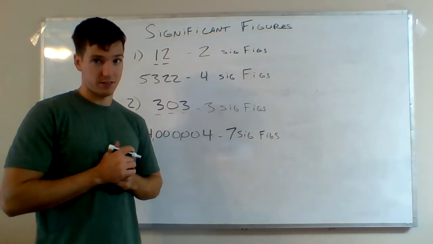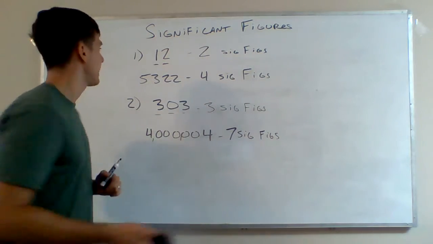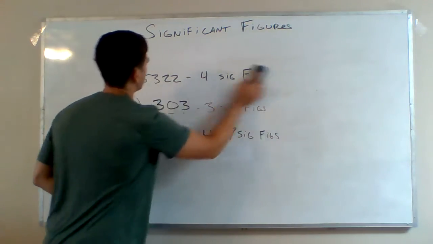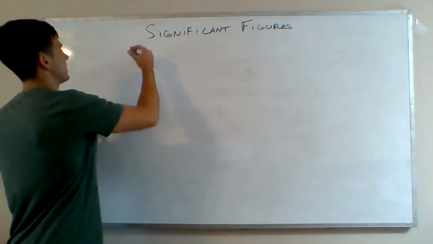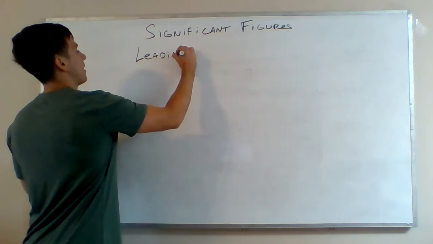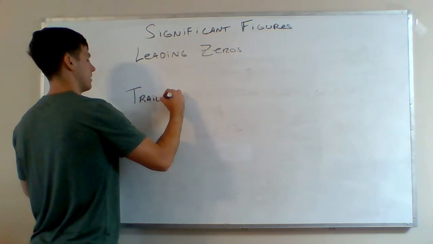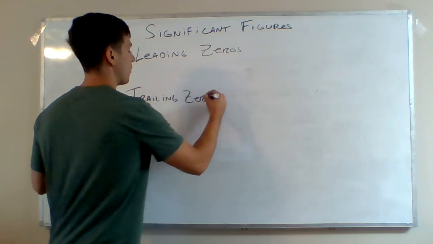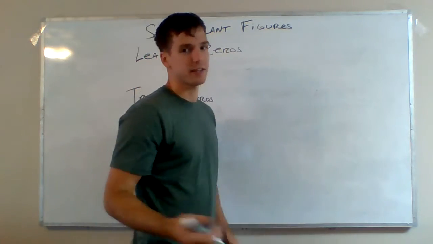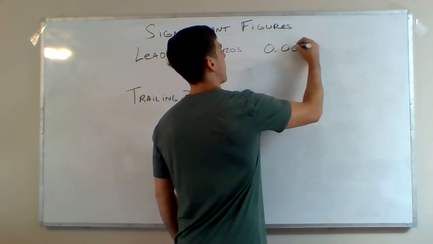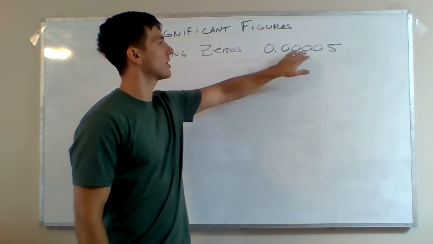Now, this is where things get confusing, where we get into zeros that aren't trapped in between numbers, okay? And I got two easy rules for you to know whether or not to count sig figs. But first I gotta explain my types of zeros. I have leading zeros, and I have trailing zeros. Okay, well, what are those? Leading zeros, those are zeros that are out in front. It's going to look something like that. They're zeros that are out in front of a non-zero number. So these guys are leading zeros.